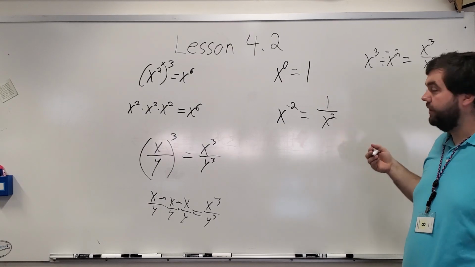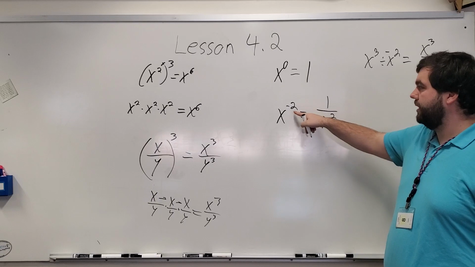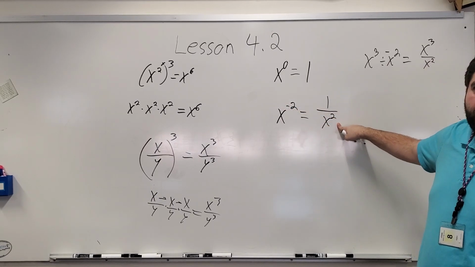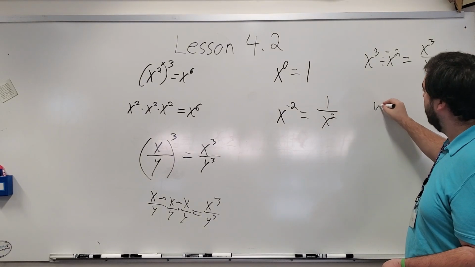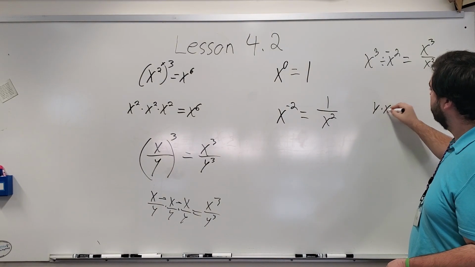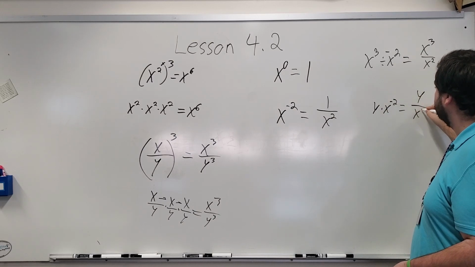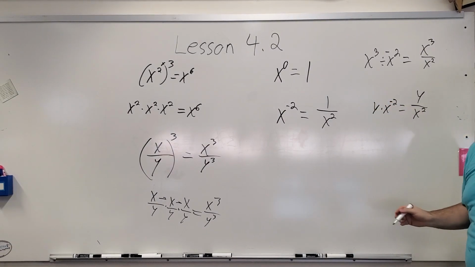So when you have a negative power, it just becomes the absolute value of that power under 1. Unless I would have something like y times x to the negative 2, that would become y over x squared, because the power of my y is 1.